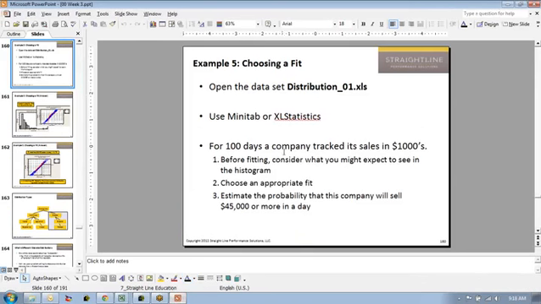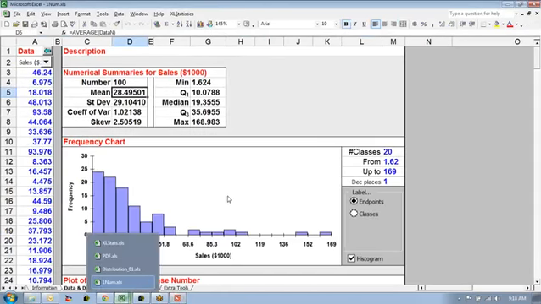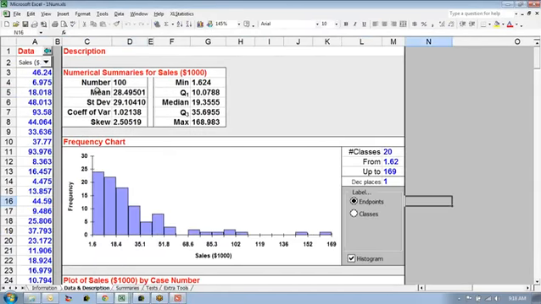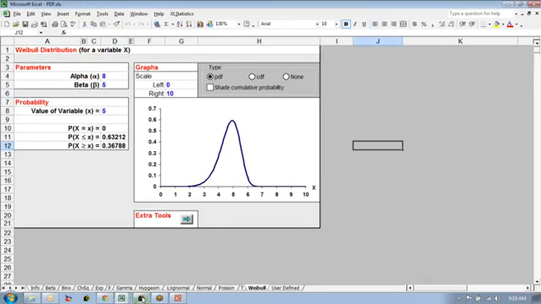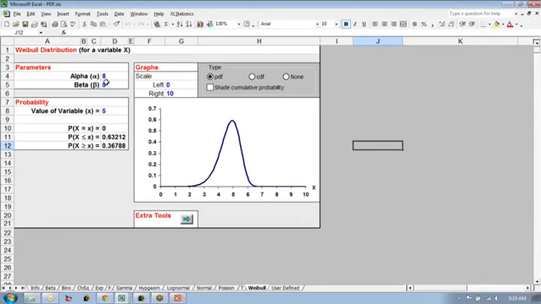And we want to estimate the probability that this company will sell 45,000 or more a day, and the sales are already in thousands. Okay. So to do that, I'm just going to call the mean 28.5. I think that's pretty close. And I'm going to use an exponential distribution to estimate the probability: is it greater than 45, more than 45 in a day?